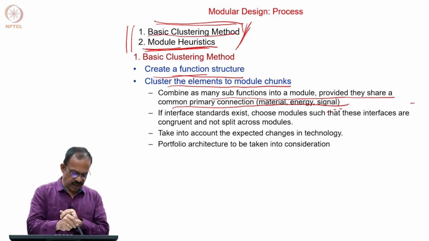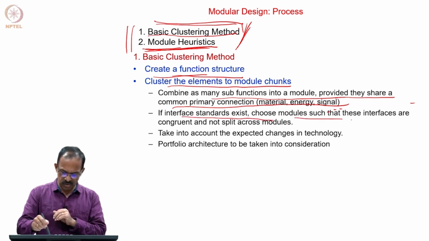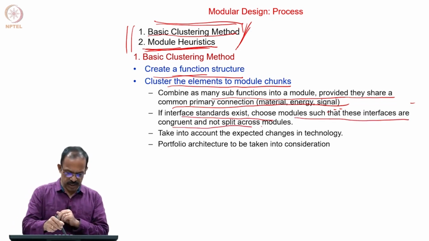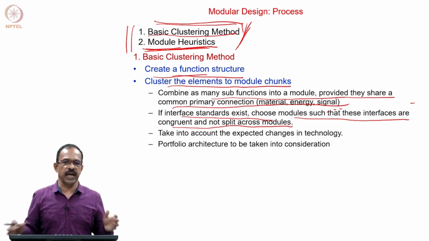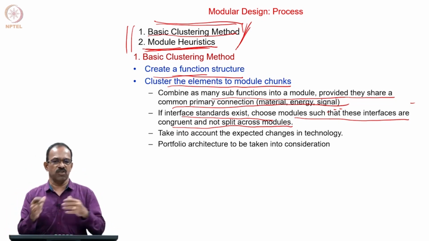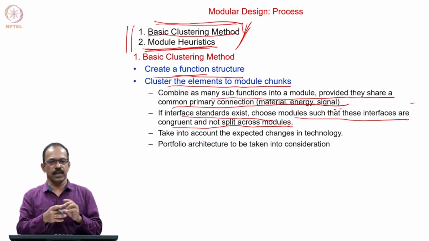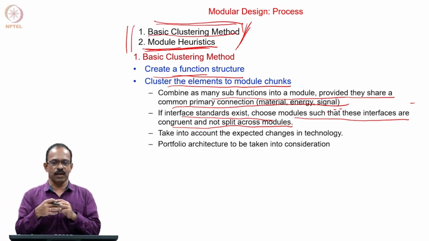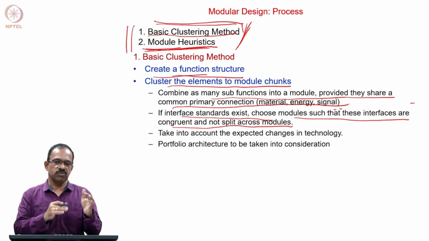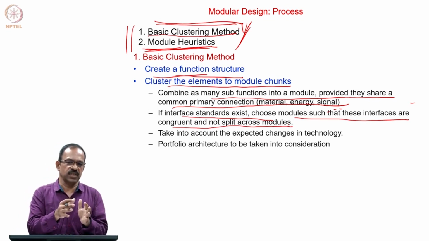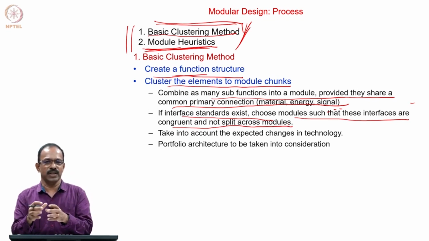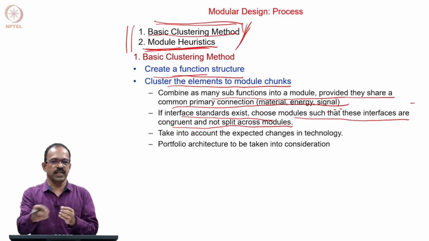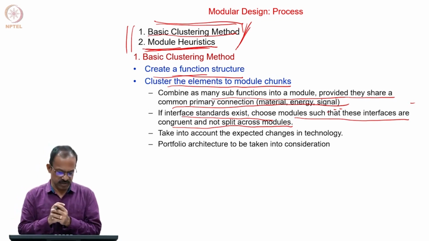And then, if standard interfaces exist, choose modules such that these interfaces are congruent and not split across modules. Standard interfaces are either communication interfaces or mechanical interfaces, where you need a transmission or mechanical conversion, such as electrical to mechanical, or mechanical transmission of power. Such things require some kind of physical interface. So, if you can see such interfaces, you put them together, so that everything requiring a particular interface can be easily interfaced with the other modules.